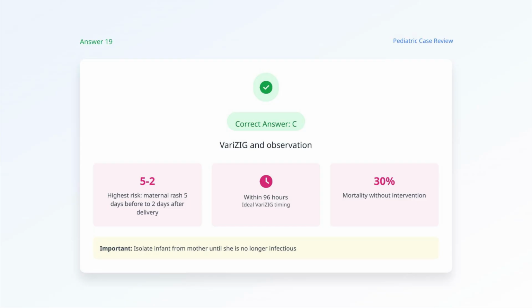When a mother develops varicella around delivery, the newborn should receive VariZIG and be observed closely. The highest risk period is when maternal rash develops from 5 days before to 2 days after delivery. VariZIG should be administered as soon as possible, ideally within 96 hours of birth. Without intervention, mortality from neonatal varicella can reach 30%. The infant should also be isolated from the infectious mother.